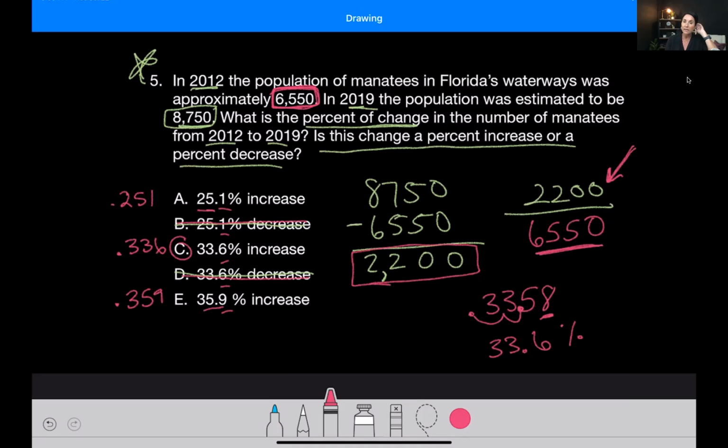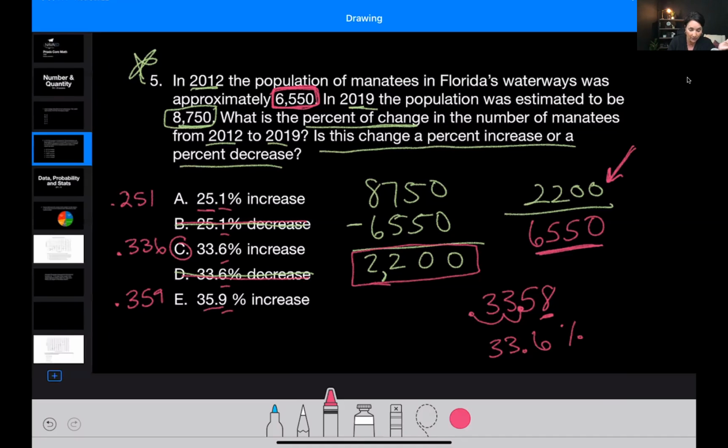You basically determine if it's an increase or a decrease. We said it was an increase. Figure out the difference in numbers. In this case, we're talking about manatees. There were 22 additional manatees in 2019 than there were in 2012. We put the difference over the original, and that gives us 33.6%, okay?